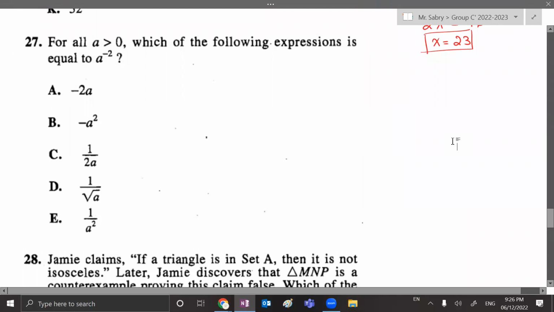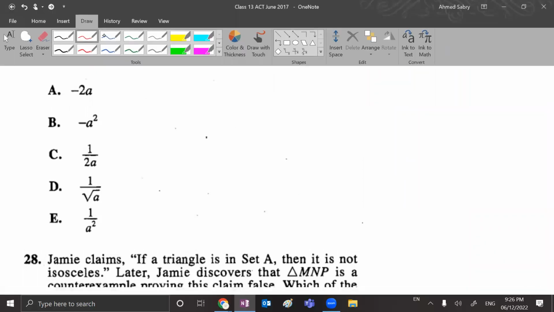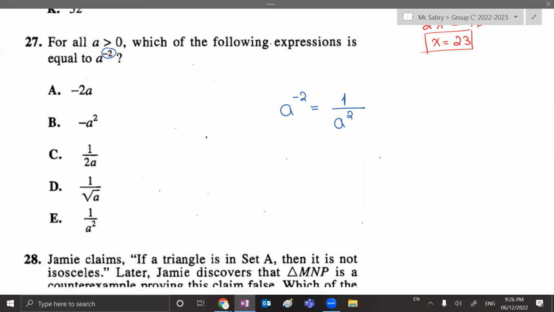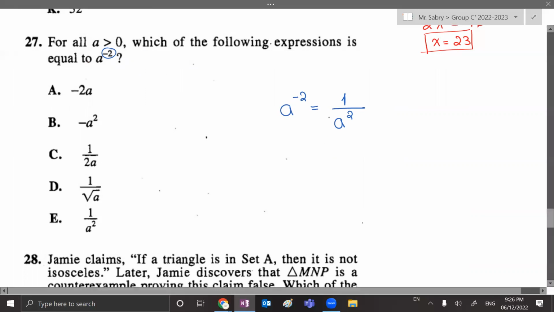Type for 27, as I said, this is an application of the exponential rules. What we know about the negative powers is that whenever we have a negative power, we move it down to the denominator with its base to become a positive power. So to remove the negative sign from the power, I move the base with its power down and it becomes a positive power.